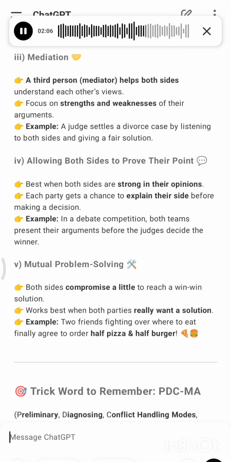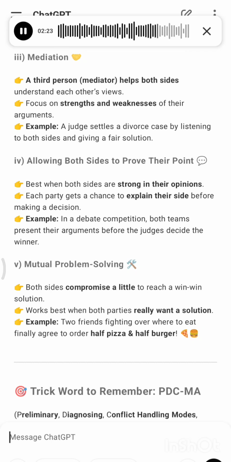V, mutual problem solving. Both sides compromise a little to reach a win-win solution. Works best when both parties really want a solution. Example: two friends fighting over where to eat finally agree to order half pizza and half burger.